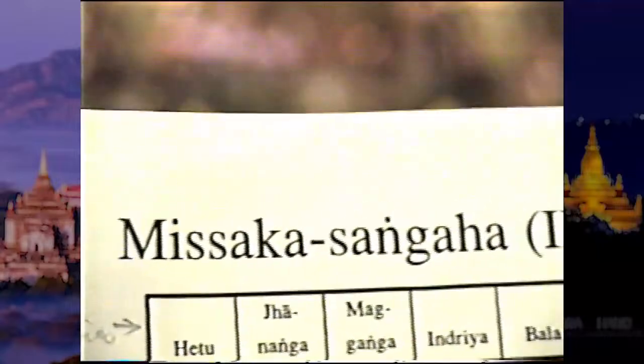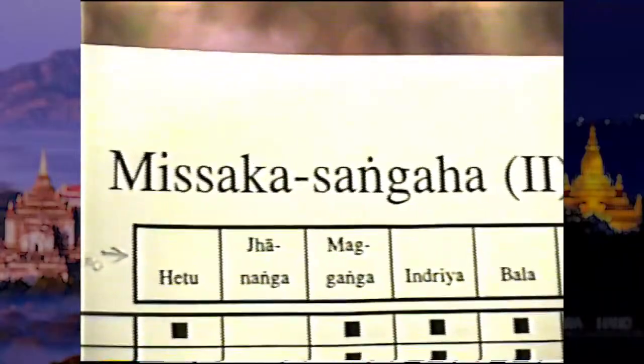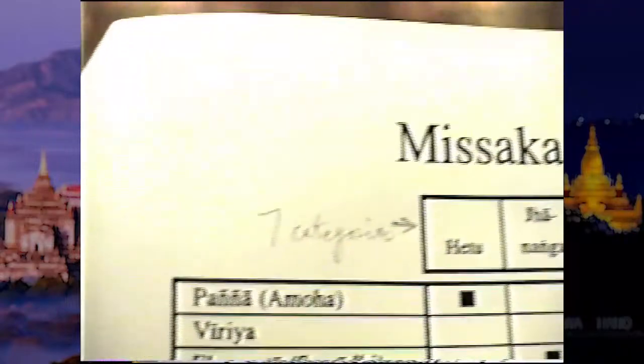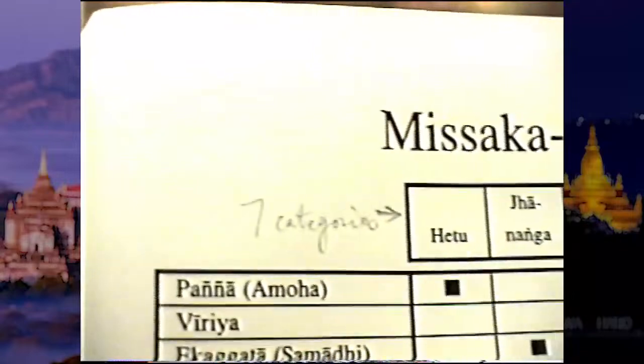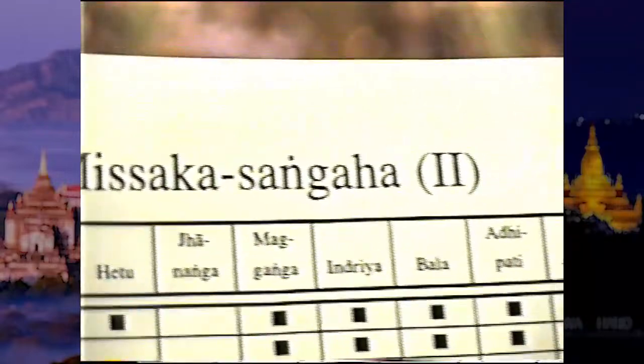Vesikka-saṅgaha 2. So there are 1, 2, 3, 4, 5, 6, 7 categories here, right? Hetu, Jananga, Magganga, Indriya, Bala, Adhipati, and Ahara. Now we must find out how many names a certain cetasika has in this section. So we begin with Panya because it has the greatest number of names. So Panya has 5 names here in this section. And what are these 5?